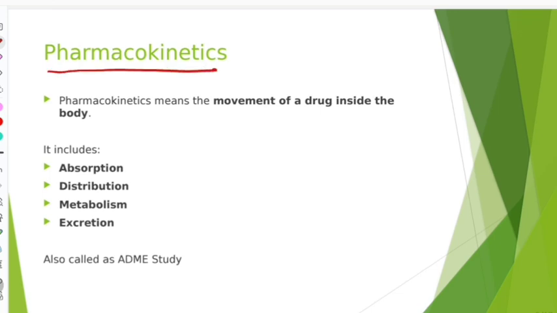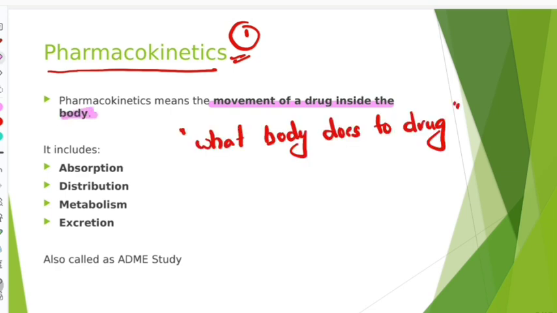Now, before learning how drugs act on the body, you have to know certain terms. First, that is pharmacokinetics. It means it is a movement of drug inside the body. This word tells us what the body does to the drug, meaning it explains the journey of a drug inside the body.